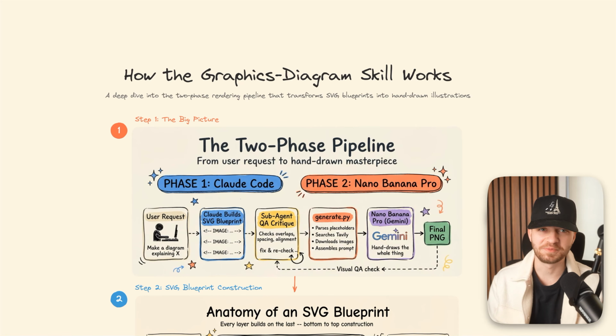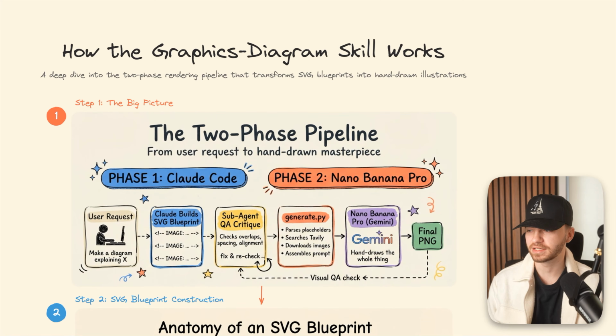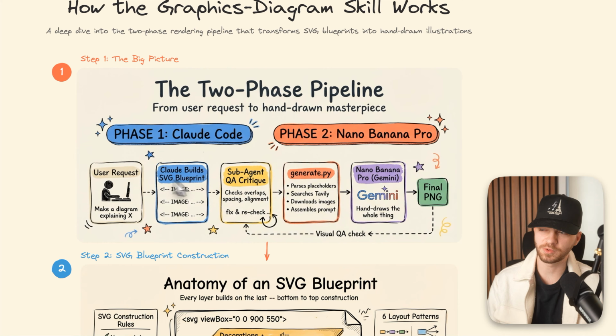If you find these diagrams helpful or useful, I didn't make them by hand, and I'm showing you exactly how they were made. Let's slow down for a minute and take a look at the overall pipeline, how everything gets generated. You can see that phase 1 happens within Claude Code. So we make a request, Claude starts building an SVG blueprint.